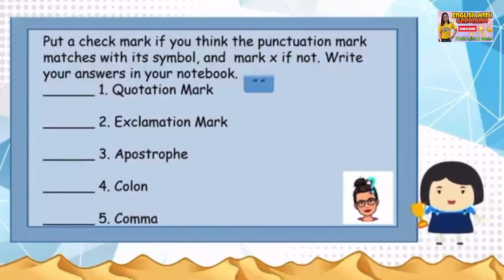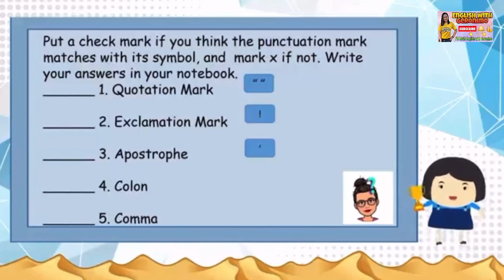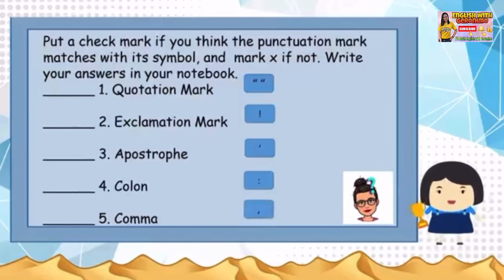1. Quotation mark. 2. Exclamation mark. 3. Apostrophe. 4. Colon. 5. Comma.